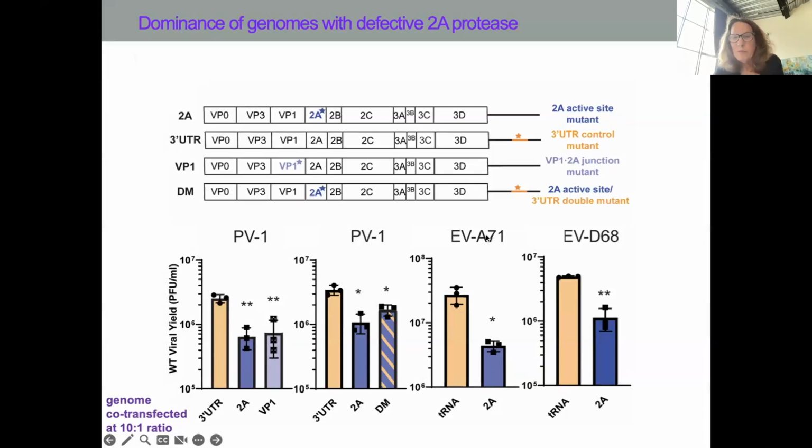let me show you enterovirus A71. Here we don't have any of those other mutations because the genetics isn't so well developed, but here's the yield in the presence of a lot of tRNA, and here's the yield in the presence of a defective 2A genome, and you can see a lot of dominance, and that's true also for AViDD68.